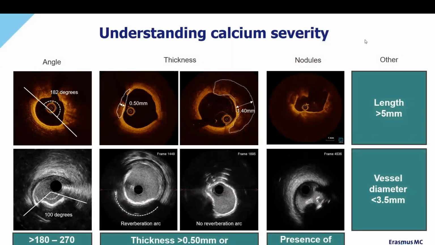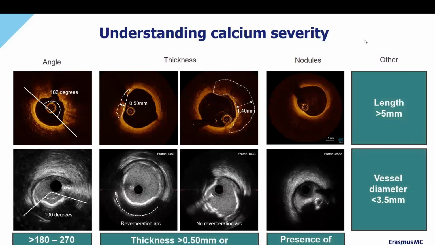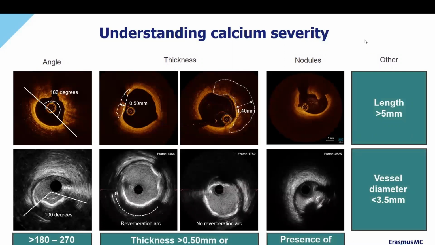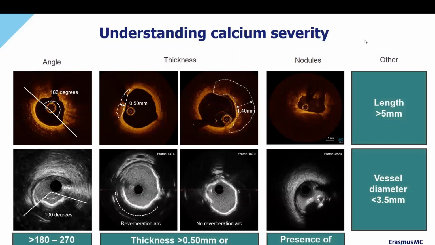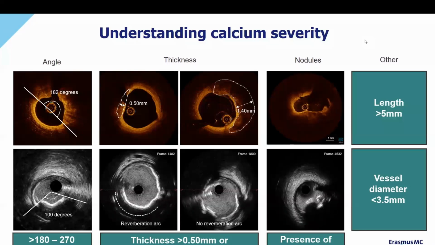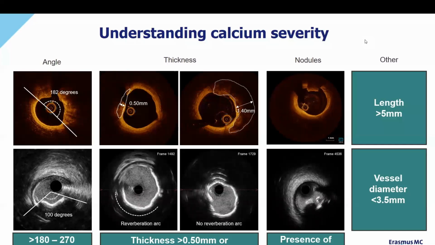Thickness of more than 0.5 millimeters we call severe, or the absence of a reverberation arc with IVUS, because you know with IVUS you're not able to look through the calcium, so you cannot measure the thickness of the calcium, whereas with OCT you can. And finally, you can appreciate the presence of the nodules and the length of the calcification.